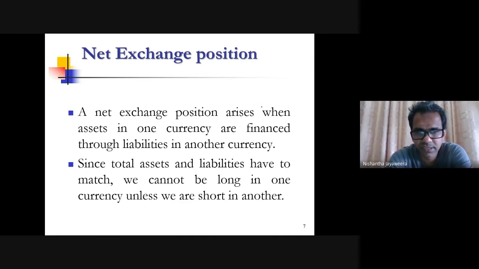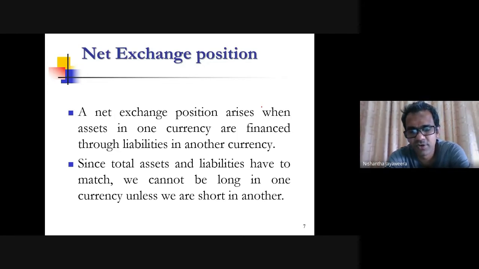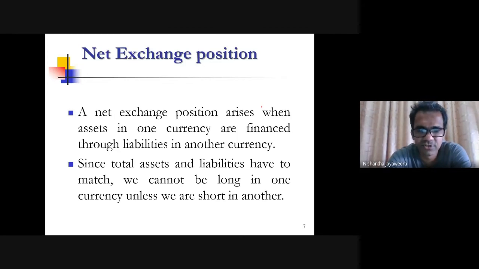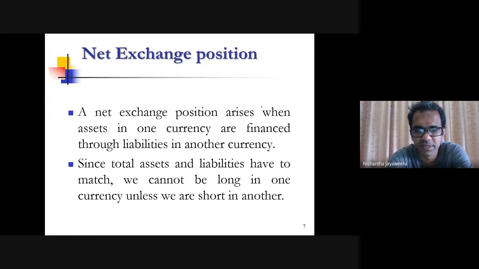So basically, a net exchange position can happen whenever we fund an asset in one currency using the liabilities of another currency. Like we discussed, long-term assets are funded with short-term liabilities. Similarly, we may fund dollar assets using rupee liabilities. That can happen. So then there will be a mismatch. There will be a net open position.